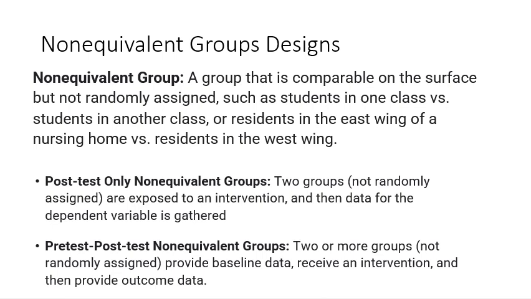So we'll look first at these 2 pretty simple designs, post-test only non-equivalent groups. You'll remember what post-test only is. We just do an intervention and take a measure. But now we're going to compare these across conditions: 2 groups not randomly assigned, exposed to an intervention, and then data for the dependent variable is gathered and compared. Pretest post-test non-equivalent groups occurs when 2 or more groups that are not randomly assigned provide baseline data, receive an intervention, and then provide outcome data.